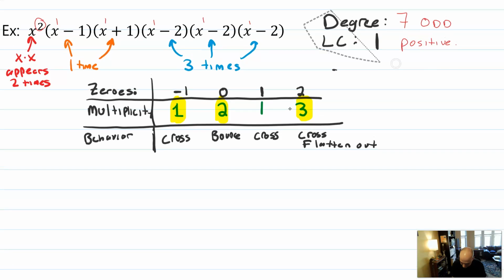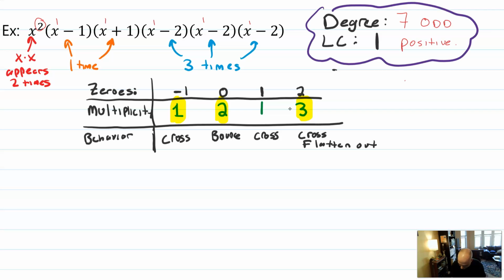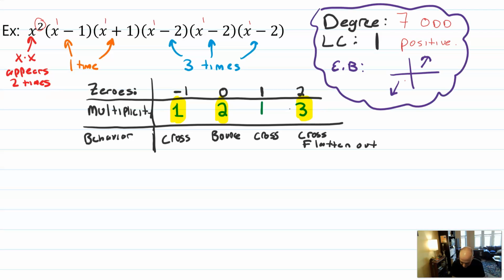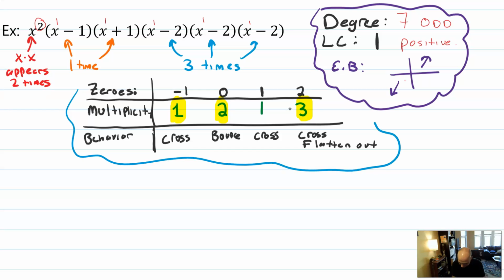And combining now everything together, what I know about the degree and leading coefficient will tell me that the end behavior will be up to the right and down to the left. So I'm going to combine now what we know about the end behavior and what we know about the zeros to make the graph.